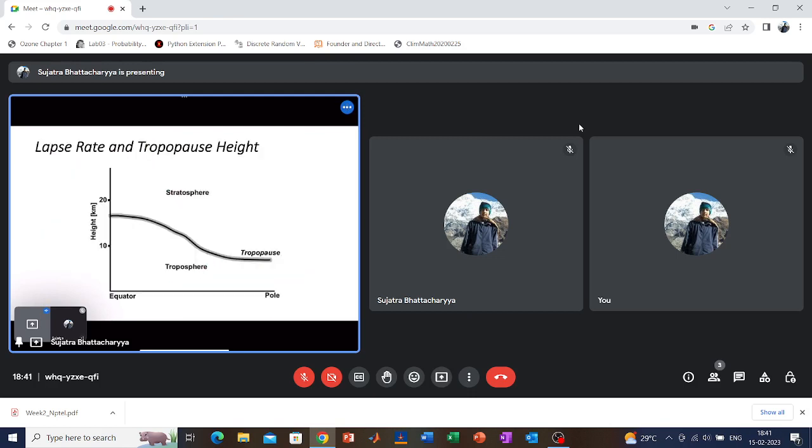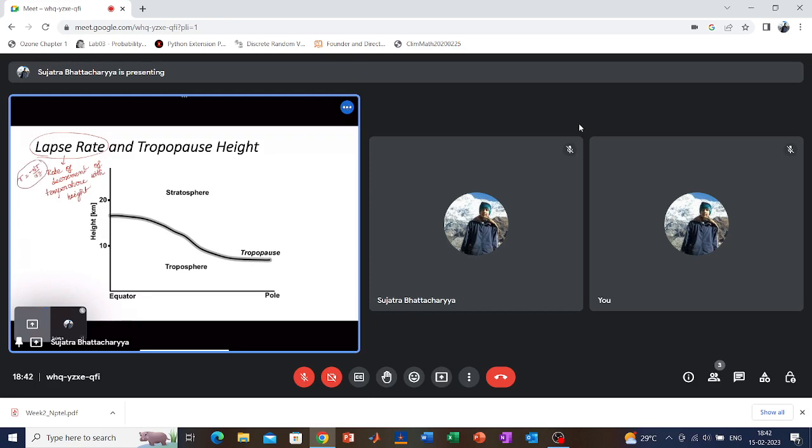Okay, the immediate next thing is about the lapse rate of the atmosphere. I have already mentioned what lapse rate is. It's nothing problematic: it is nothing but the rate of decrement of temperature with height. That is represented by gamma, that is minus dT/dz.